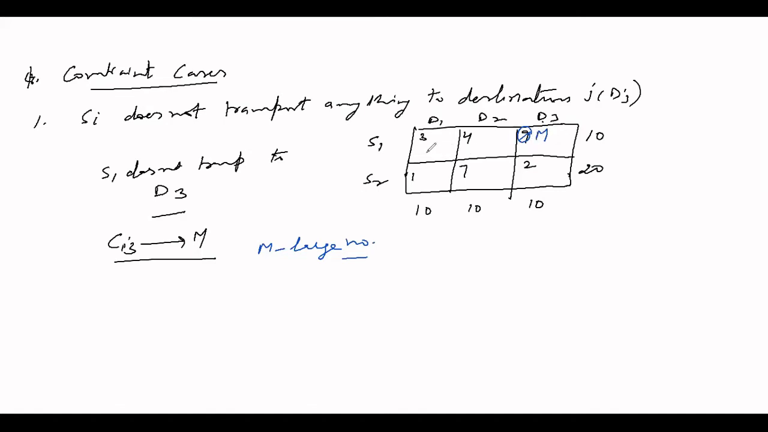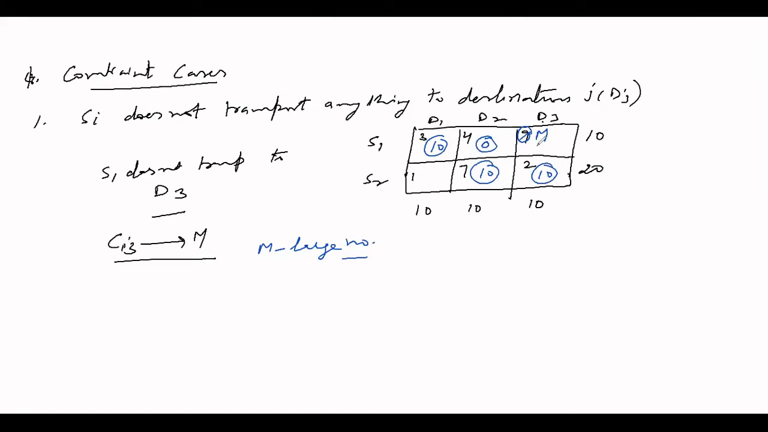Suppose for the time being I give you an allocation, say 10. Since availability and requirement are satisfied at the same time, 10, 10, and 10, in this case we are not allocating anything to M. That's okay, so it will not play any role.